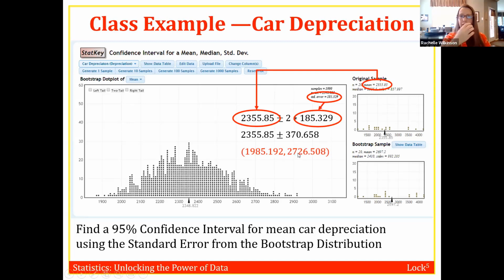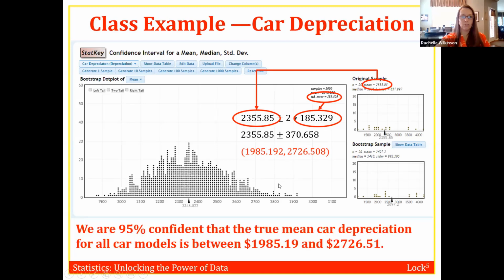So when I did mine, I got an interval that went from 1985-ish to 2726-ish, which is pretty close to what I saw all of you getting over there in the chat window. So we'd say we're 95% confident that the true mean car depreciation for all car models is between, on mine I would say, $1,985.19 and $2,726.51.